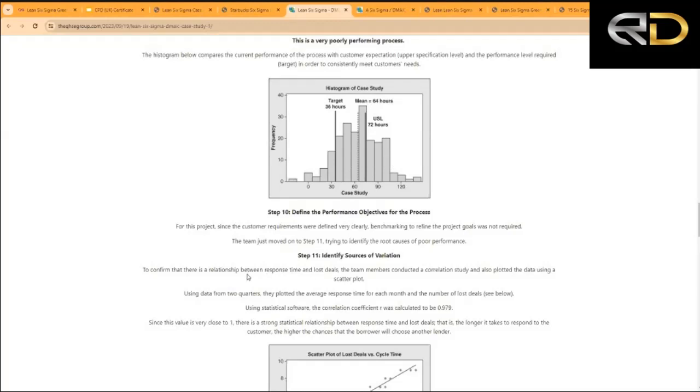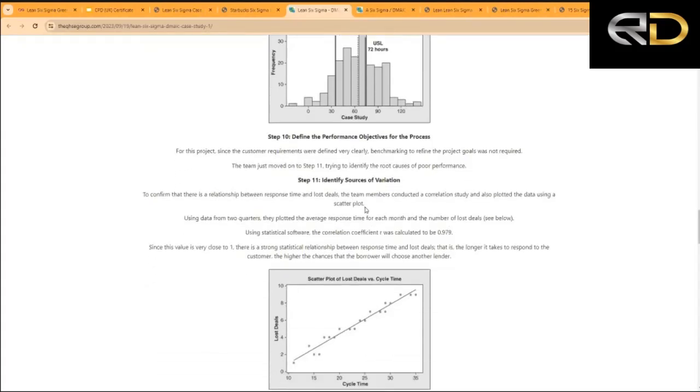For every reason that is given, you have to compare whether there is a relationship to what you are trying to improve, because here you want to reduce the number of deals you are losing. Maybe some said we are losing deals because of the color of our forms, the name of our bank, the logo, our office location. But the final one was response time. So there should be a relationship: you conduct a correlation study and plot using a scatter plot.